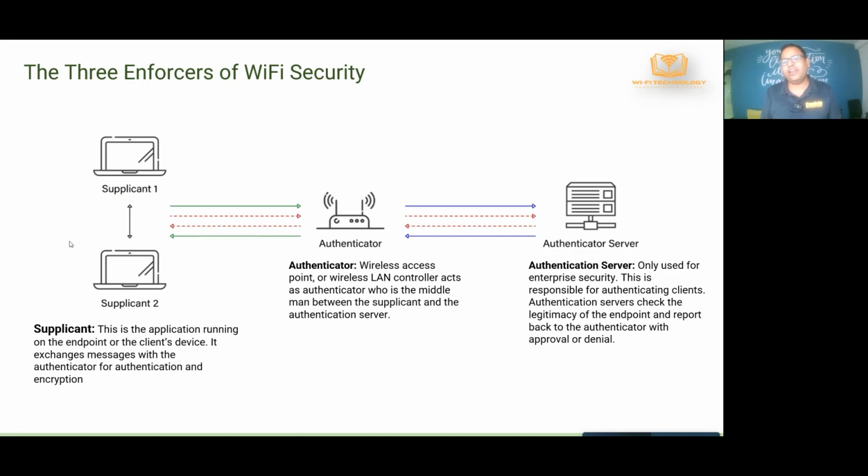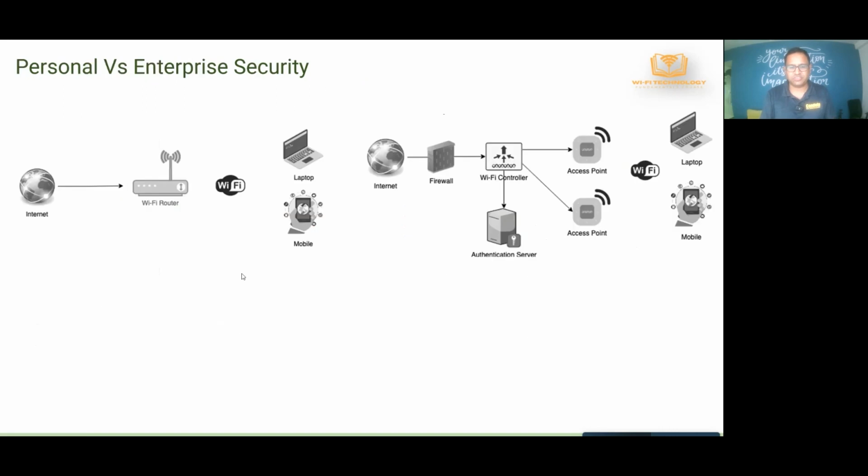So if you're doing enterprise security, you will need all three: supplicant, authenticator, and authentication server. If you're doing residential, you only need these two components. And we'll come back to this in more detail in the next session and explain that. I just wanted to give you a big picture here.